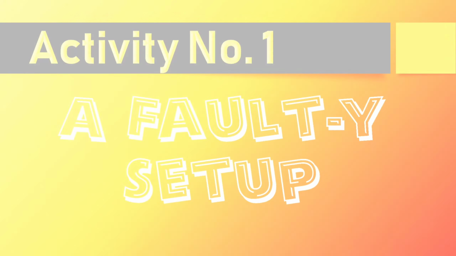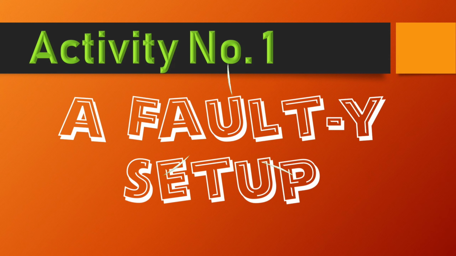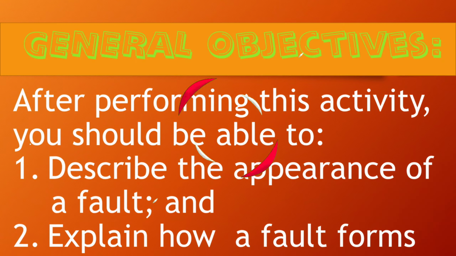The title of our activity is A Faulty Setup. And the objectives are, after performing the activity, you should be able to, number 1, describe the appearance of a fault, and number 2, explain how a fault forms.